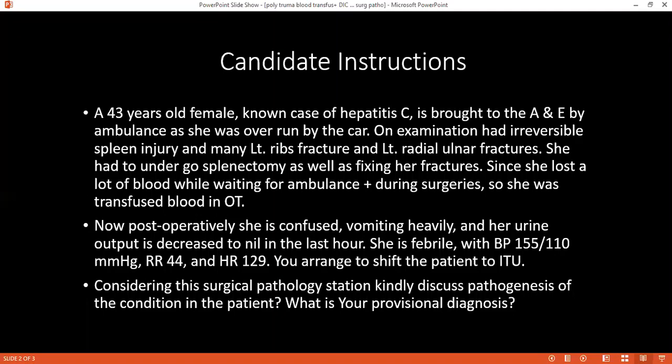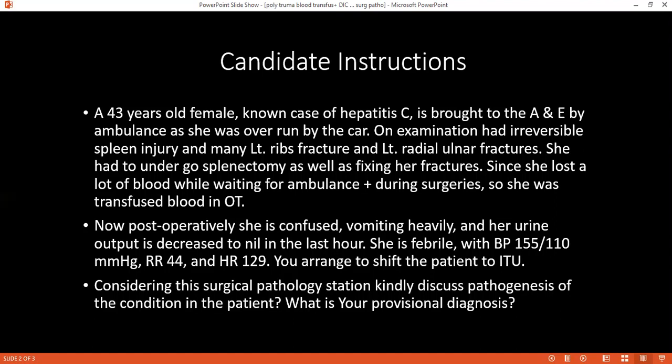My differential diagnosis, first I will consider DIC, then I will also consider hypovolemic shock, though the BP is raised, but I'll still keep that into consideration, ma'am, considering the trauma.